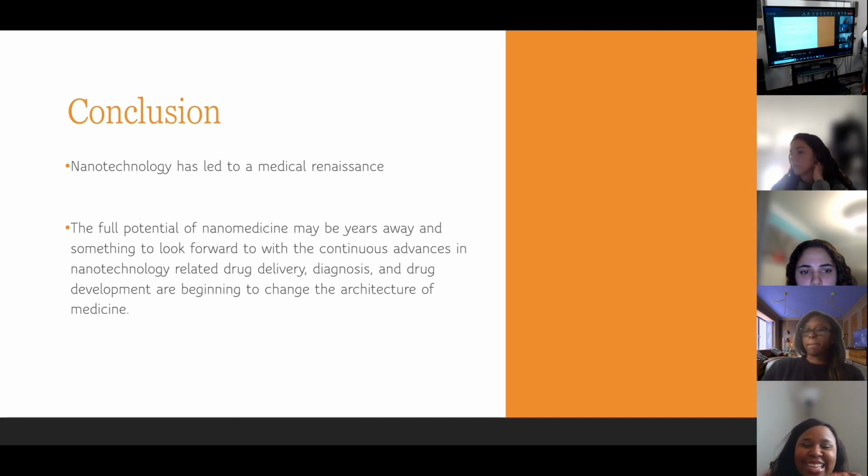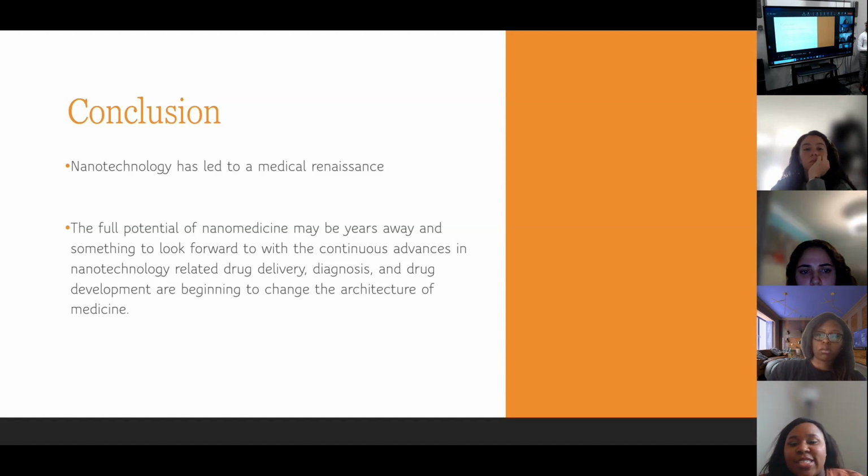In conclusion, nanotechnology has led to a medical renaissance. The full potential of nanomedicine may be years away and something to look forward to. With the continuous advances in nanotechnology, related drug delivery, diagnosis, and drug development are beginning to change the architecture of medicine to this day.